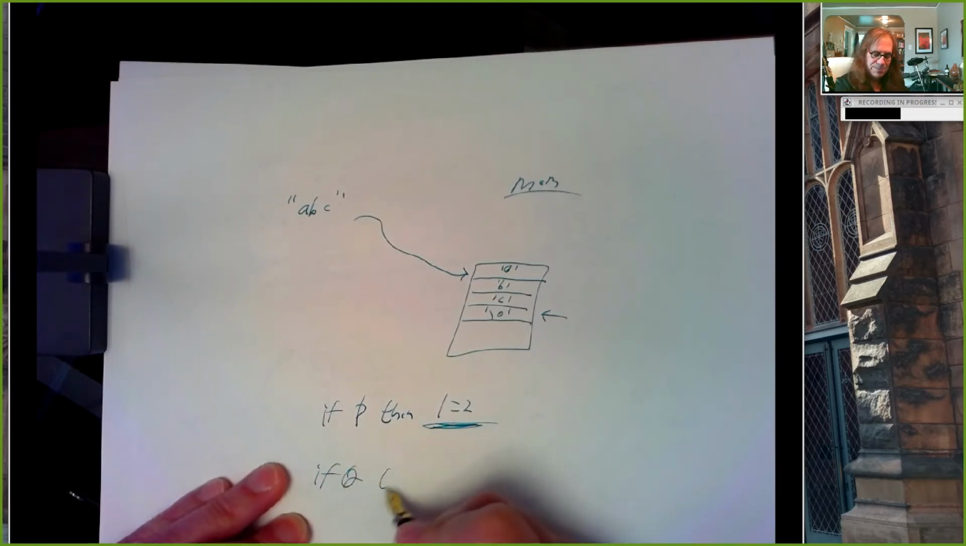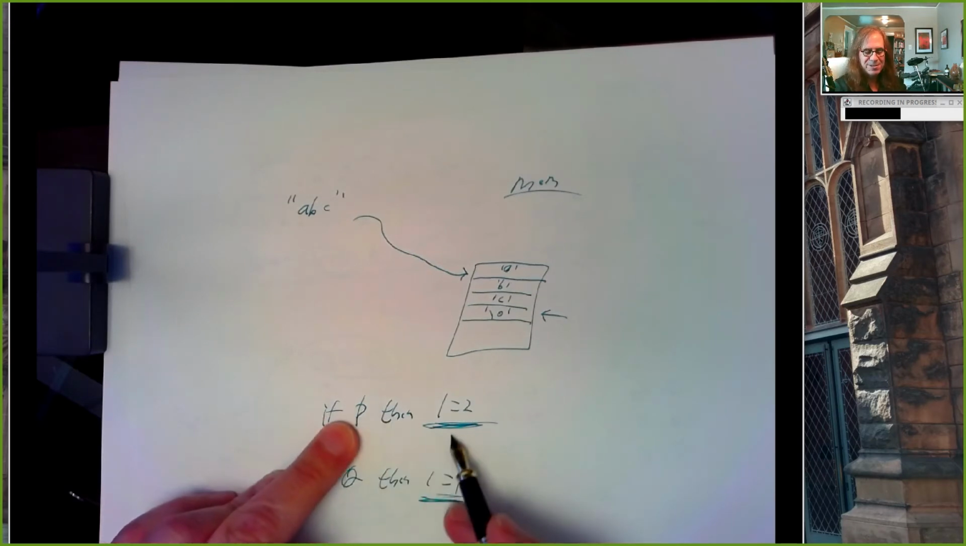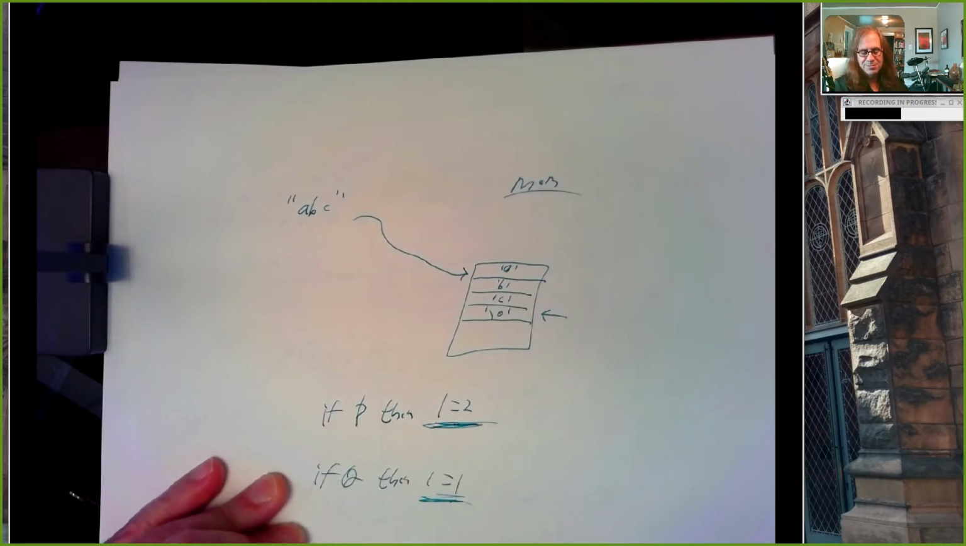If Q, then 1 equals 1. Well, if Q is false, this makes no claim on whether 1 equals 1. Right? If Q is false, I can't say this is true or false. If P is false, I can't say whether this is true or false. All I can say is if P is true, this is true. If Q is true, this is true.